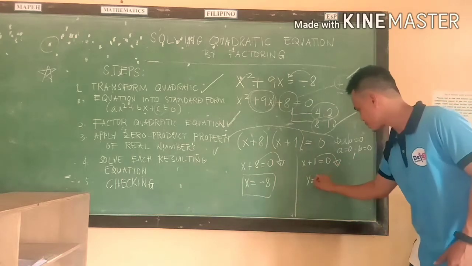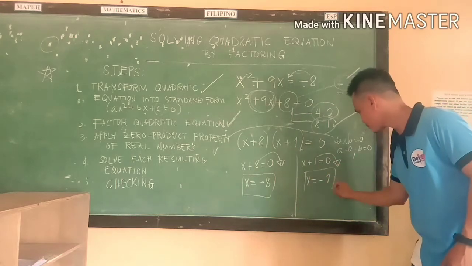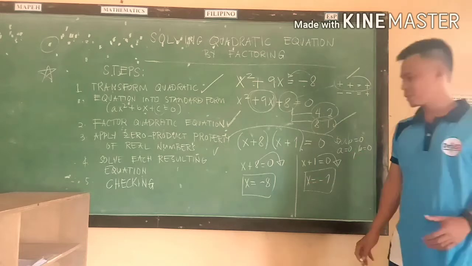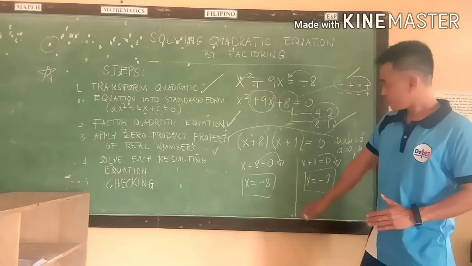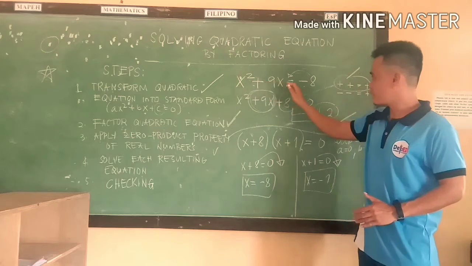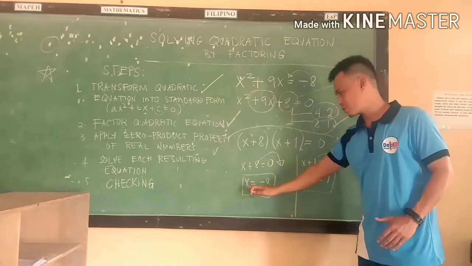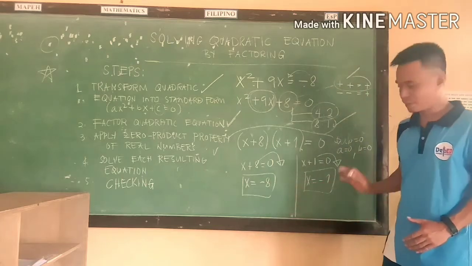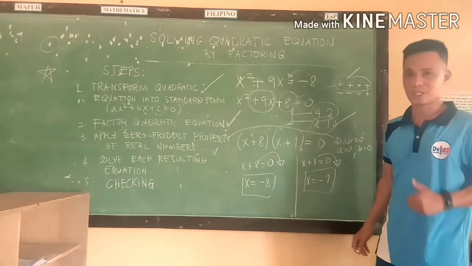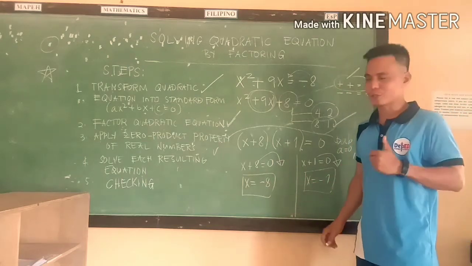So x is equal to negative 1. So there you have it. Our answers of x squared plus 9x equals negative 8 by factorization is negative 8 and negative 1. Okay? Very good. I hope you understand.